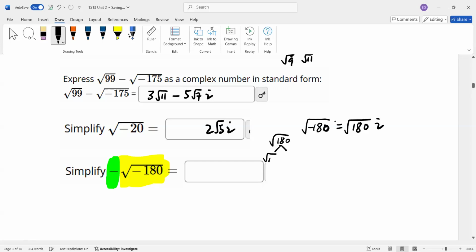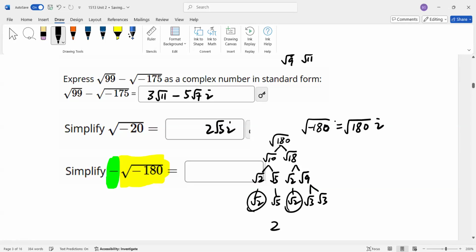We can do root 10 times root 18 because 180 is 10 times 18, right? And 10 is 2 times 5. 18 can do 2 times 9, right? And we can bring this down: root 2, root 5, root 2. And root 9 is root 3 times root 3, or just 3, right? So root 2 times root 2 is 2. Root 3 times root 3 is 3. And then we have 1 factor root 5. So we have 6 root 5. Square root of 180 is 6 root 5, with the i.